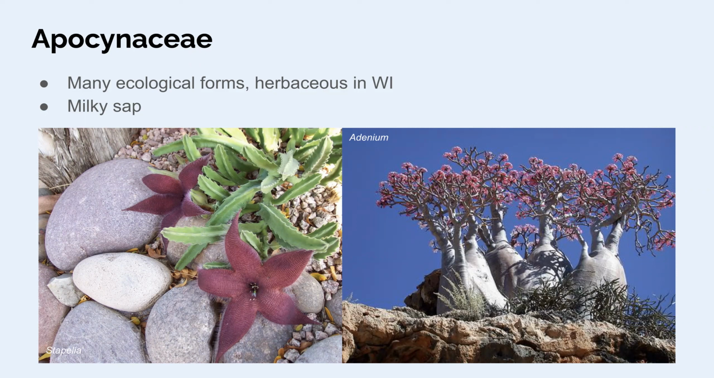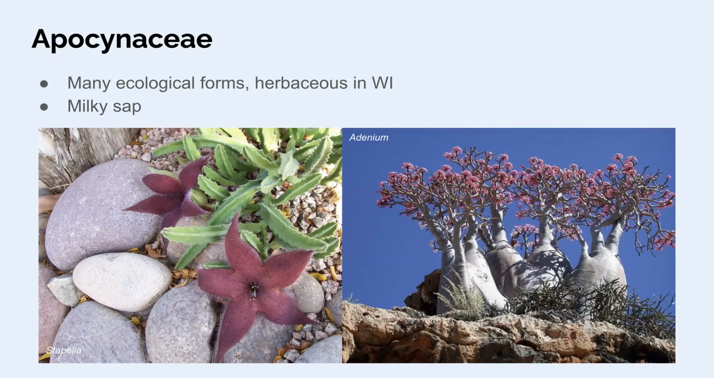You can see on the left here is a stem succulent, and on the right, this is a woody plant that's got kind of a fatter base. That's a water storage strategy as well. And the ones locally are herbaceous, all of them. And they also have milky sap.